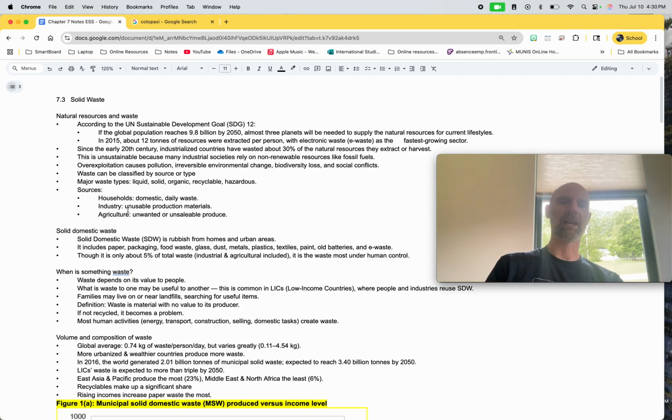Solid domestic waste is rubbish from homes and urban areas. It's basically what goes into your trash. It includes paper, packaging, food waste, glass, dust, metals, plastic, textiles, paint, old batteries, and e-waste. Though it is only about 5% of total waste, industrial and agricultural included, it is the waste most under human control. So you have that to think about.